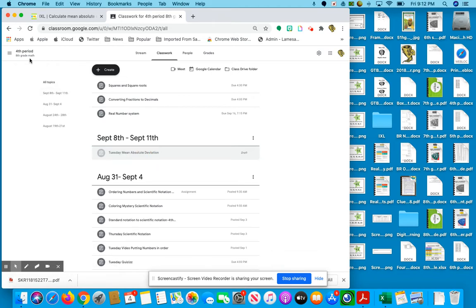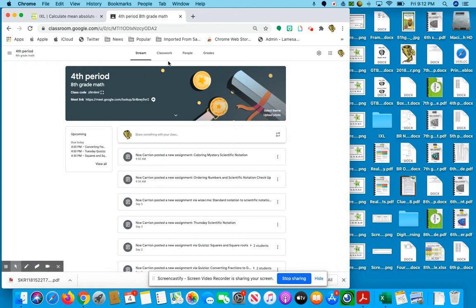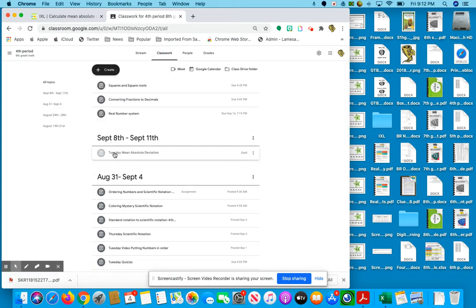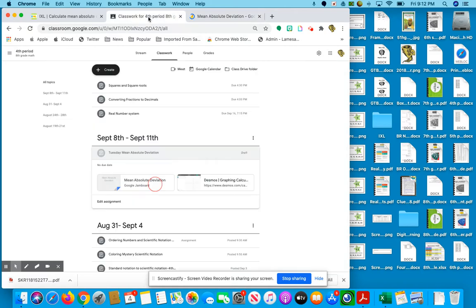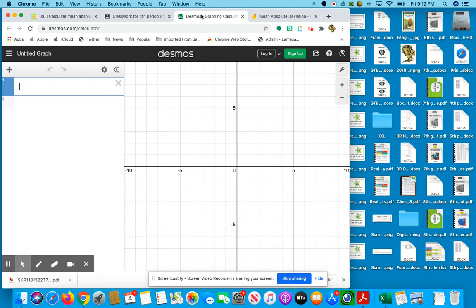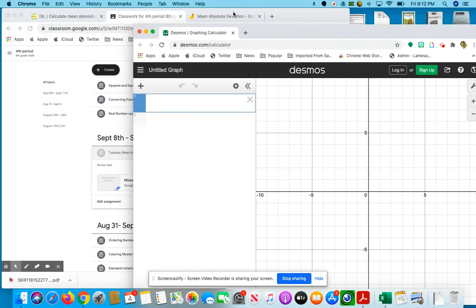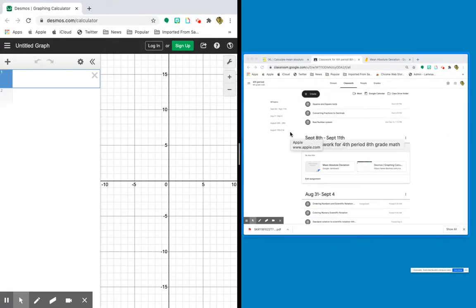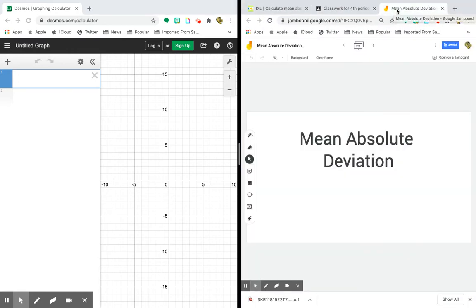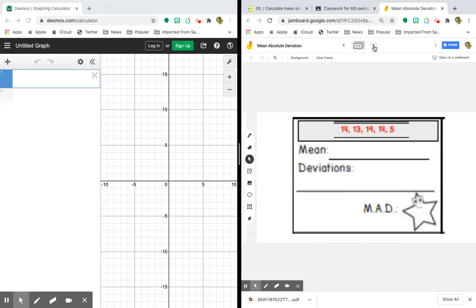So if you would, go to your classroom and go to classwork and then click on Tuesday mean absolute deviation. You'll click on the Jamboard and then you'll click on this calculator here. And so what I'm going to do is drag this so I have two windows. I'm going to hold down my green button right here and split the screen in two so that I can have my Jamboard open and my calculator right over here. And so we're going to go on to the first slide.